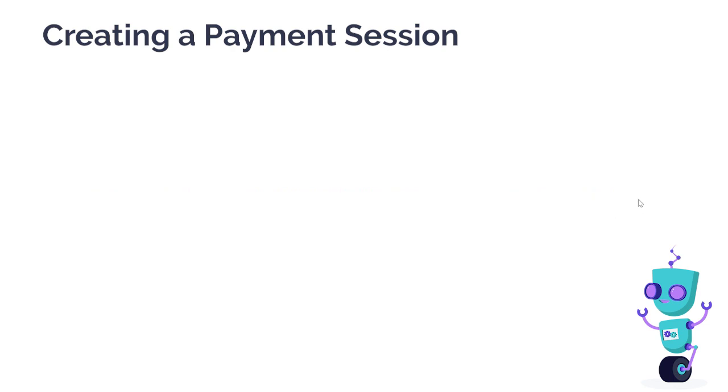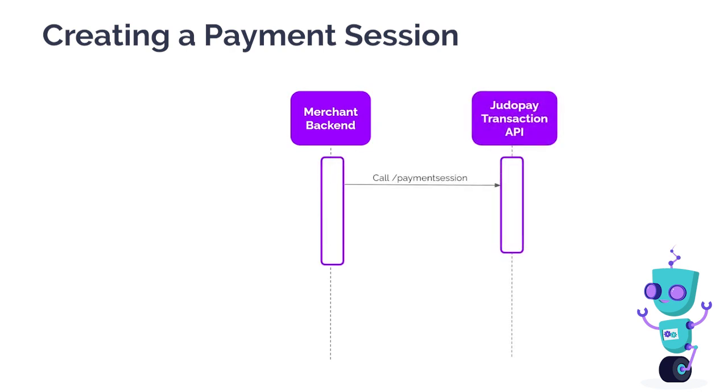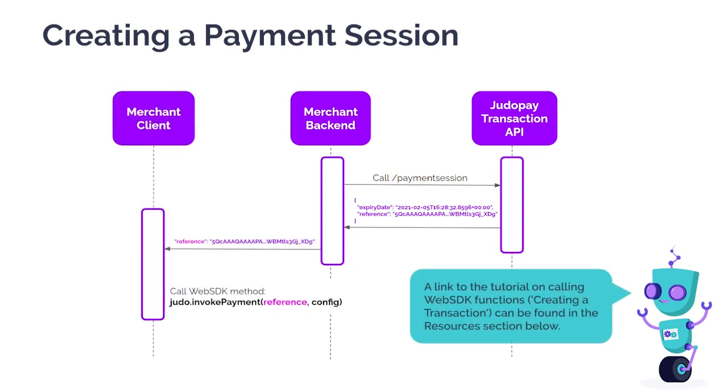This tutorial is for your backend server. To create the payment session, we will be making a request to JudoPay's transaction API. The payment session reference, returned from the API, should be stored in your backend server, where it is ready to be used when calling our web SDK's payment functions from your client side.